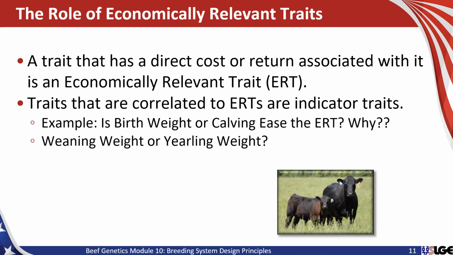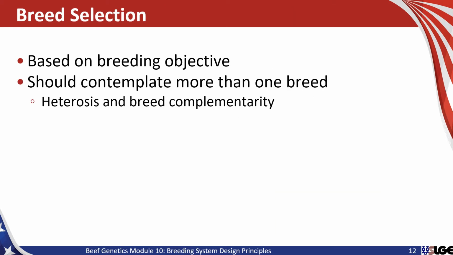Well, here it depends on the breeding objective and what the point of sale of terminal calves is. If calves are sold at weaning, then weaning weight is economically relevant. If, however, the market point is closer to a year of age, then yearling weight is economically relevant.